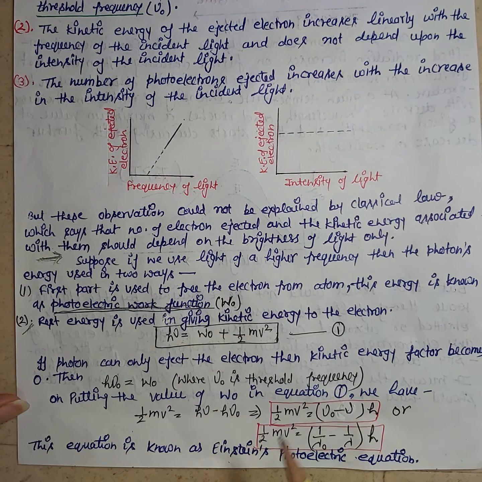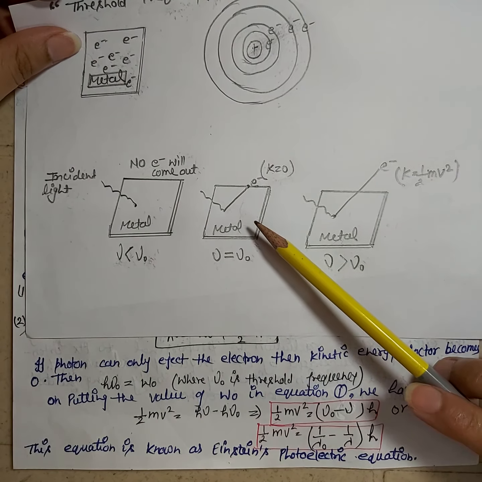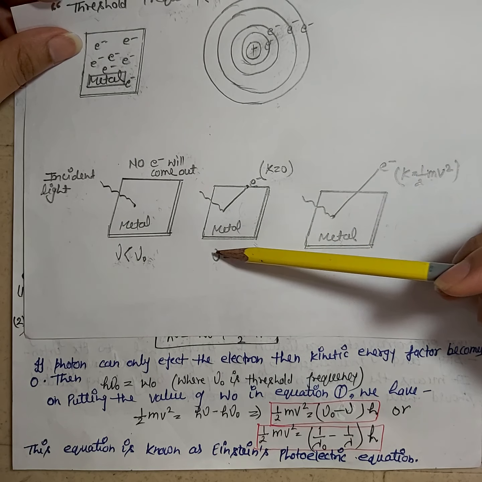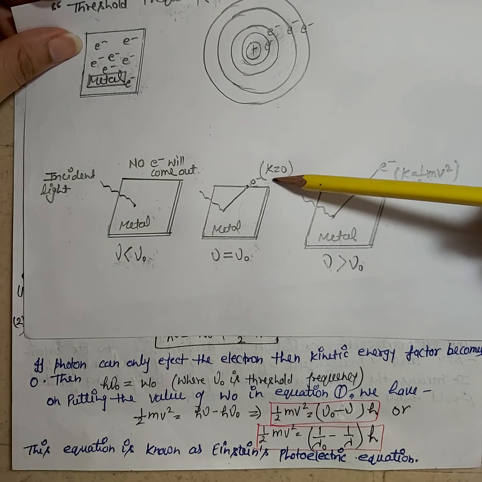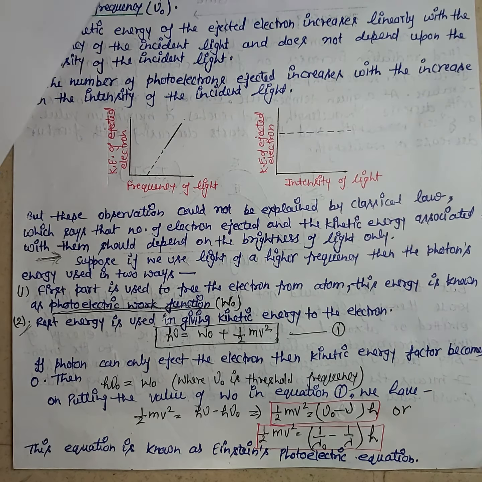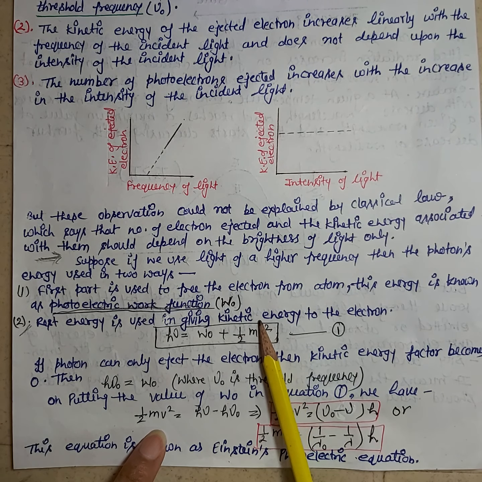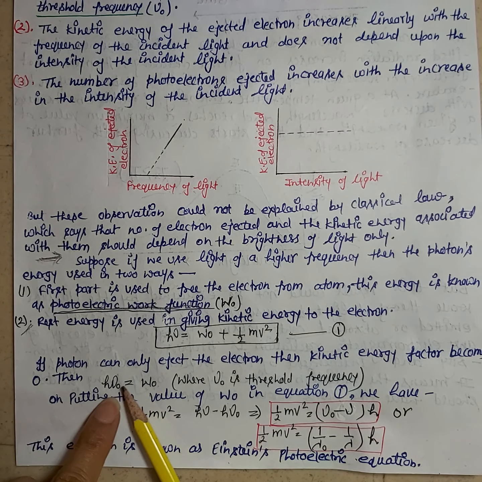Suppose this is equation 1. Now if the photon can only eject the electron, then the kinetic energy factor becomes 0. I am talking about this condition. We are using incident radiation whose frequency is equal to the threshold frequency. So in this case the kinetic energy will be equal to 0. Here I have written h nu naught equals W naught only. Why? Because half mv square will be 0 in this case. So W naught equals h nu naught.